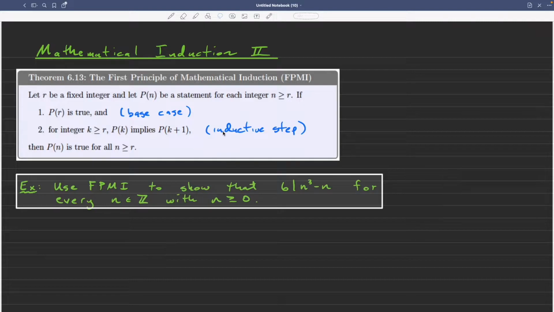So the focus of this video is going to be the second principle of mathematical induction. But before I do that, I want to give you a quick reminder of the first principle of mathematical induction.